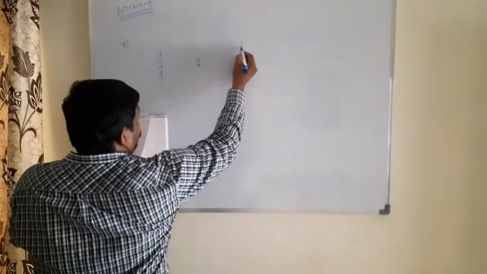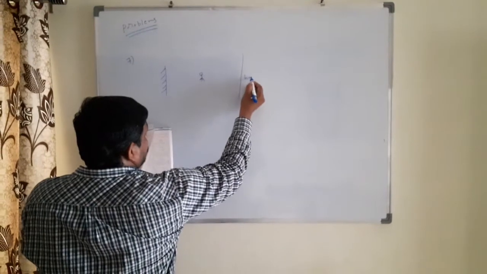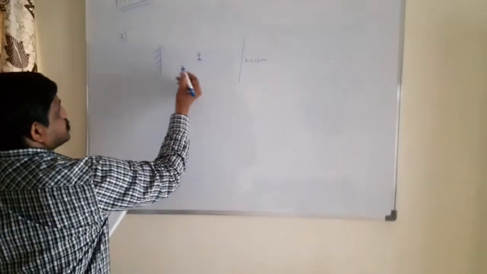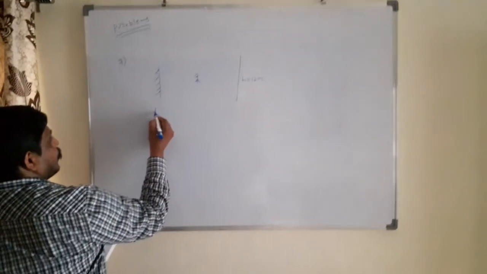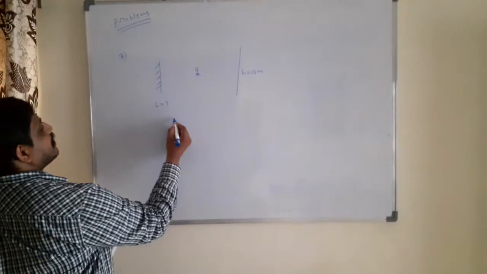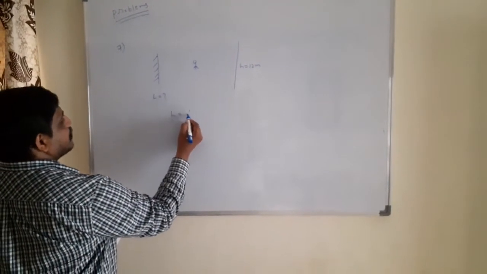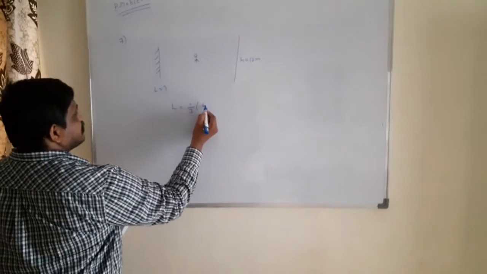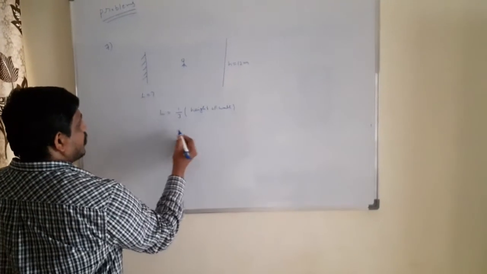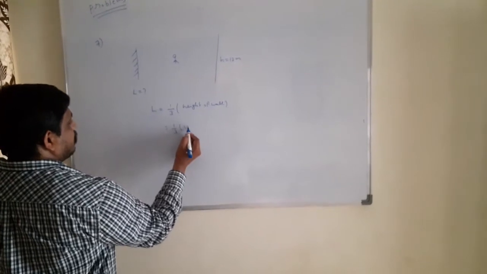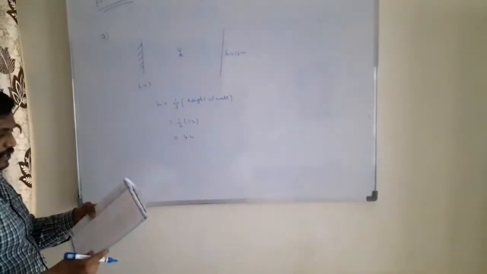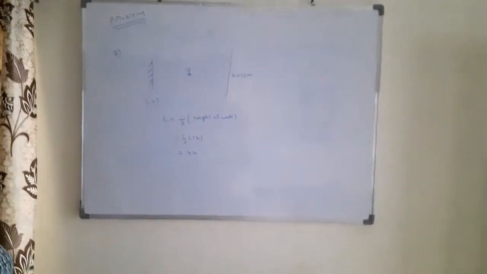The wall height is given as 12 meters. These 12 meters are seen in the mirror. What is the length of the mirror required? I already gave this formula: length of the mirror required is 1/3 of the height of the wall. The height of the wall is 12, so 12/3 is 4 meters. Okay.